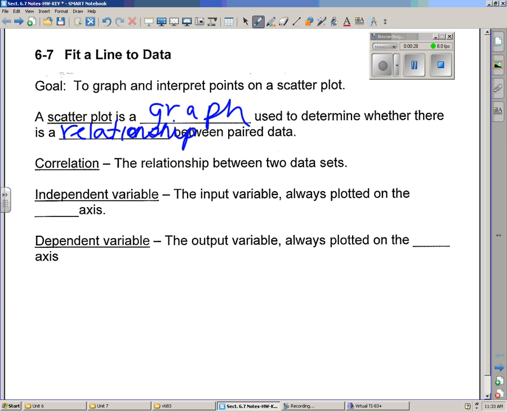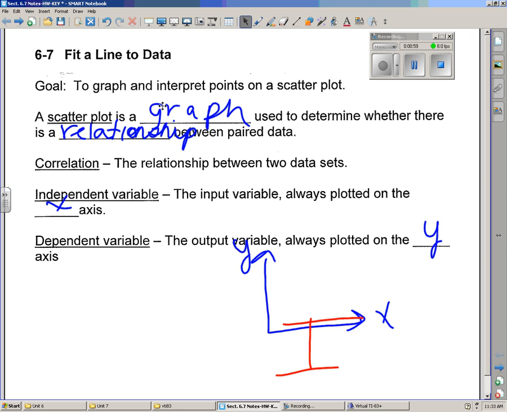So correlation is the relationship that happens between the two data sets. When we talk about the two data sets, we've got independent variables as well as dependent variables. Independent is the input variable, which is always plotted on the x-axis. The dependent variable is the output variable, which is always plotted on the y-axis. I believe when you were in science, you learned that you could always draw an I for your x-axis, that's your independent, and then use your y-axis to draw a D for dependent. So that might be helpful as well.